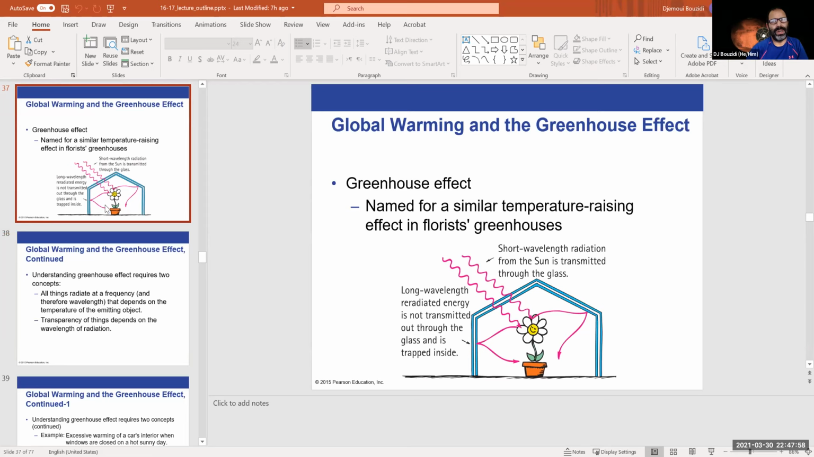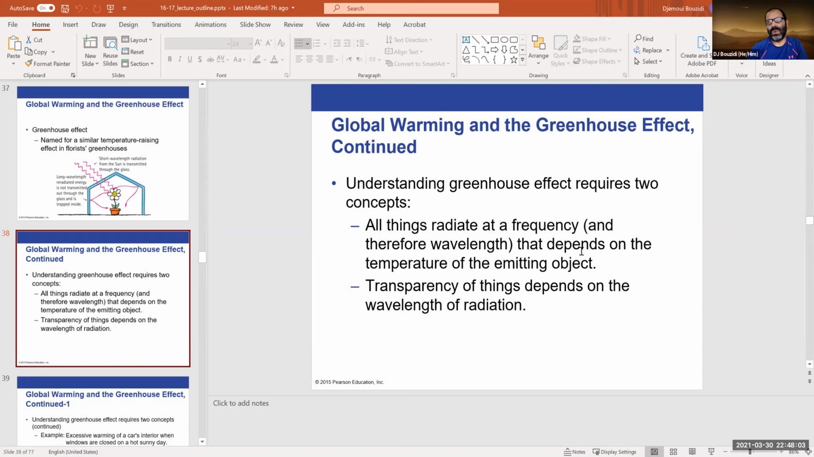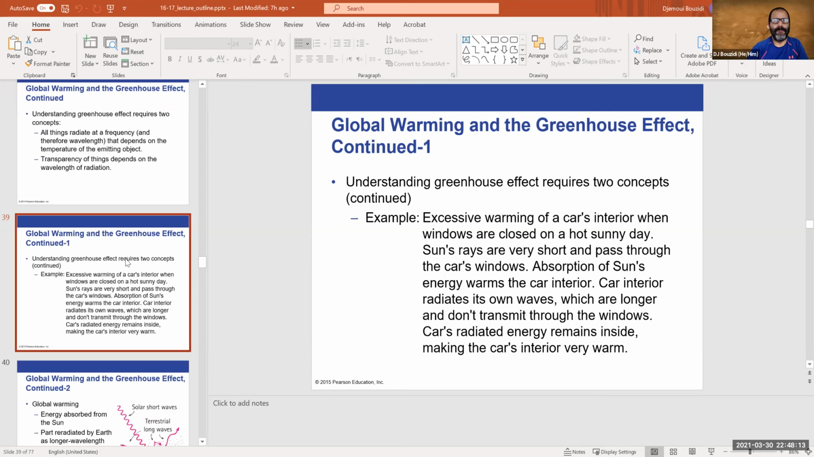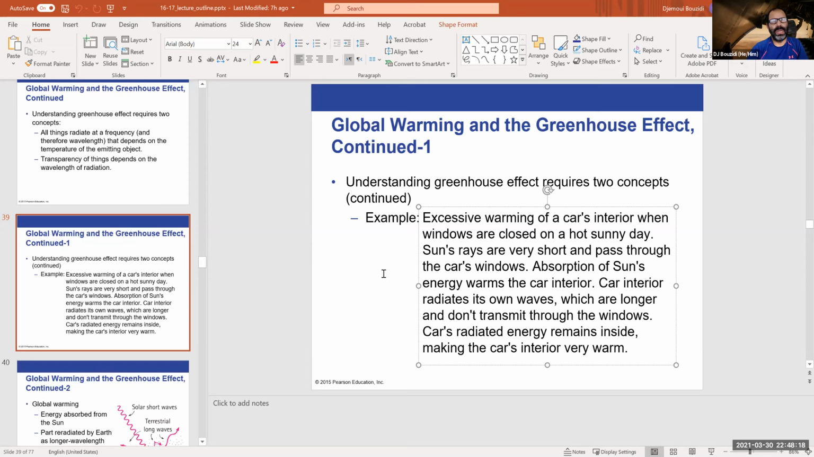Understanding the greenhouse effect requires two concepts. All things radiate at a frequency, and therefore wavelength, that depends on the temperature of the emitting object. And transparency of things depends on the wavelength of radiation. You have probably experienced this in the car. On a hot day, the car gets hotter. If you open the door, you have convection: air comes in, because it's higher temperature inside the car and lower outside, so the outside air is more dense. That helps reduce the temperature a little. But if you step out, the temperature is better.